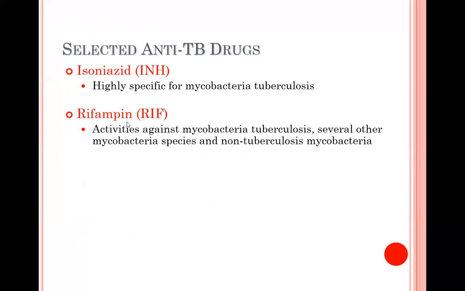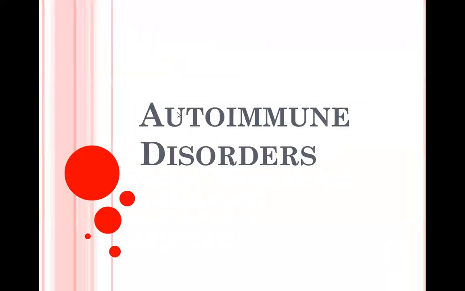isoniazid and rifampin, those two are selected as anti-tuberculosis drugs, highly specific for the bacteria Mycobacterium. Rifampin has activity against Mycobacterium tuberculosis, several other Mycobacteria species, and non-tuberculosis Mycobacteria. So these are really very popular drugs to be used. These two you'd probably see the most.